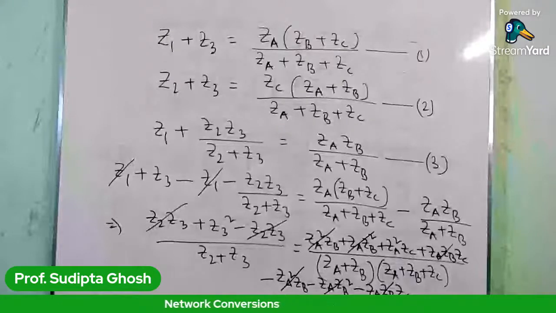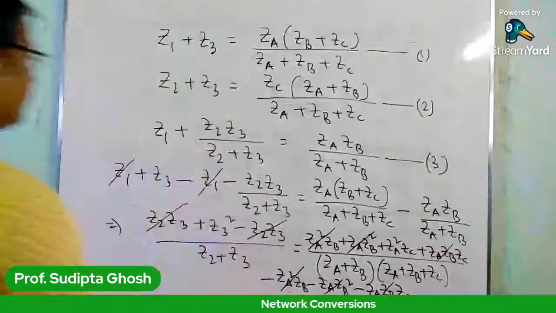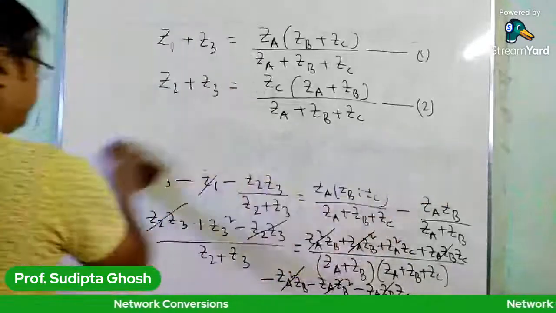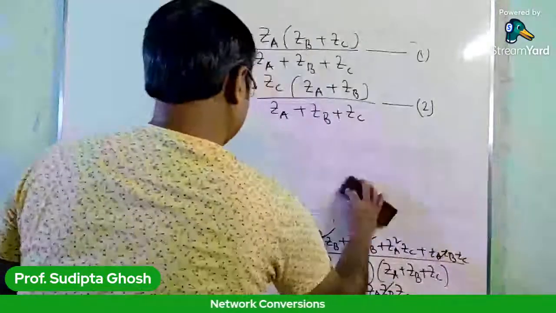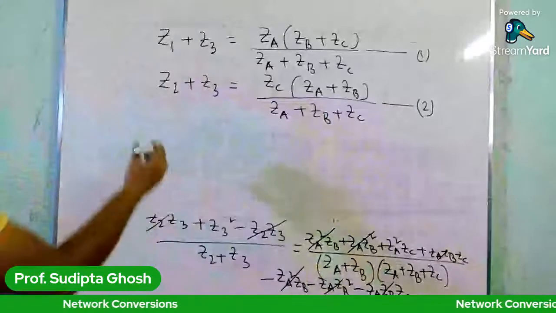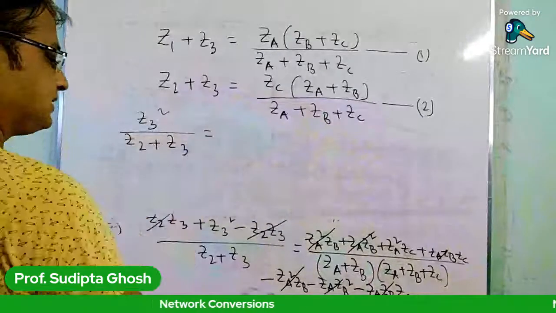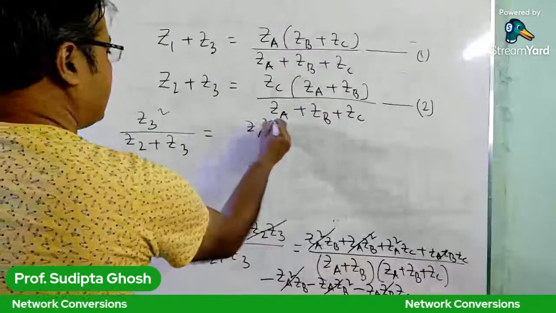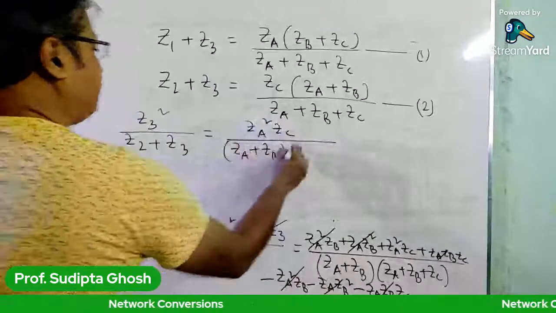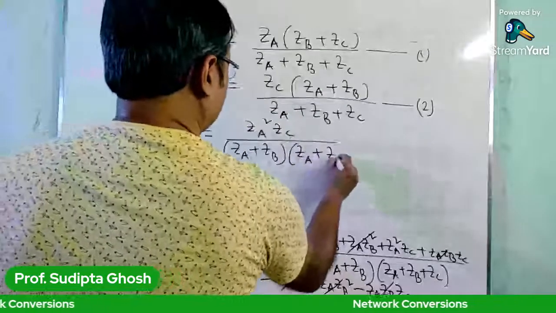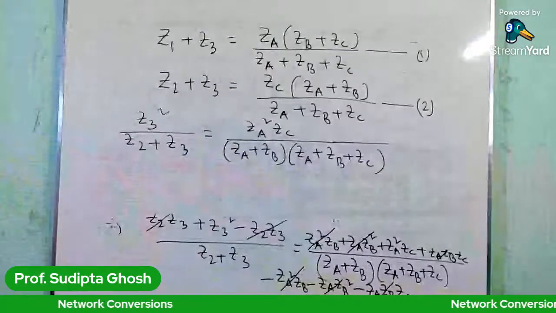So let's move on to now. I am omitting this equation 3, and then we have with us in the left hand side Z3 square divided by Z2 plus Z3, and in the right hand side we are left with ZA square ZC divided by ZA plus ZB with ZA plus ZB plus ZC. So let's move on.